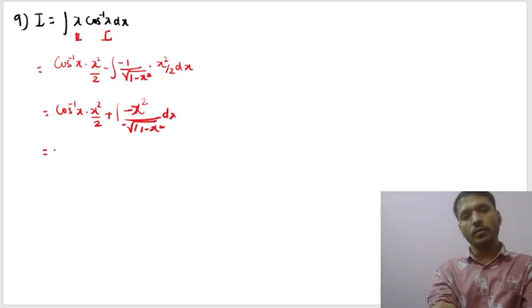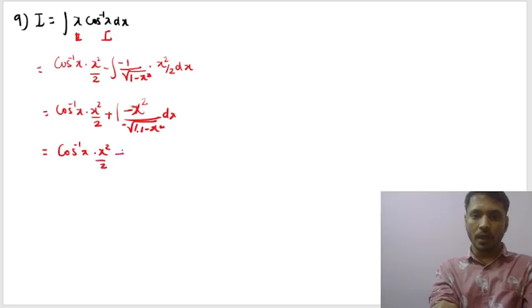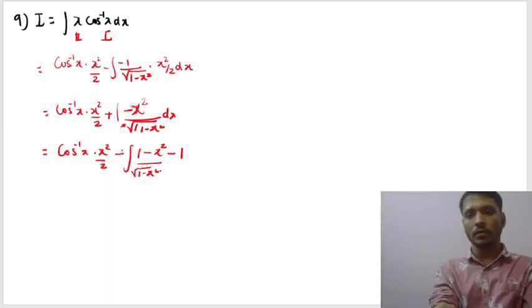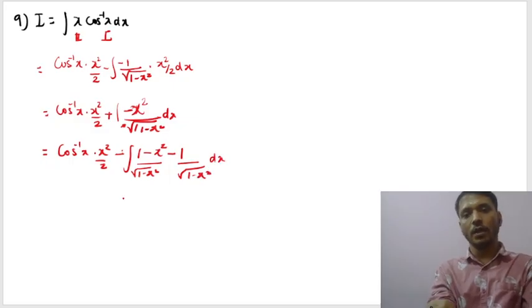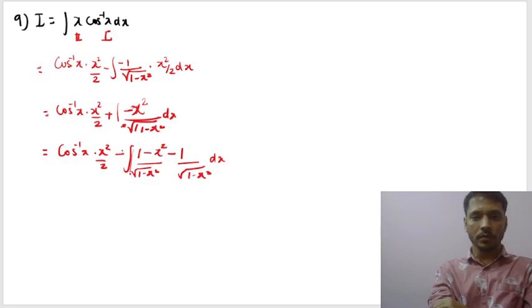Next, this cos inverse x and then this x square by 2, here plus, and because of this minus I'm converting this plus into minus, and here I'm going to add plus 1, so plus 1 minus x square and then minus 1, and this is divided by under root of 1 minus x square, and here also it is divided by under root of 1 minus x square into dx. Right? Now we can take one bracket also to avoid any confusion.